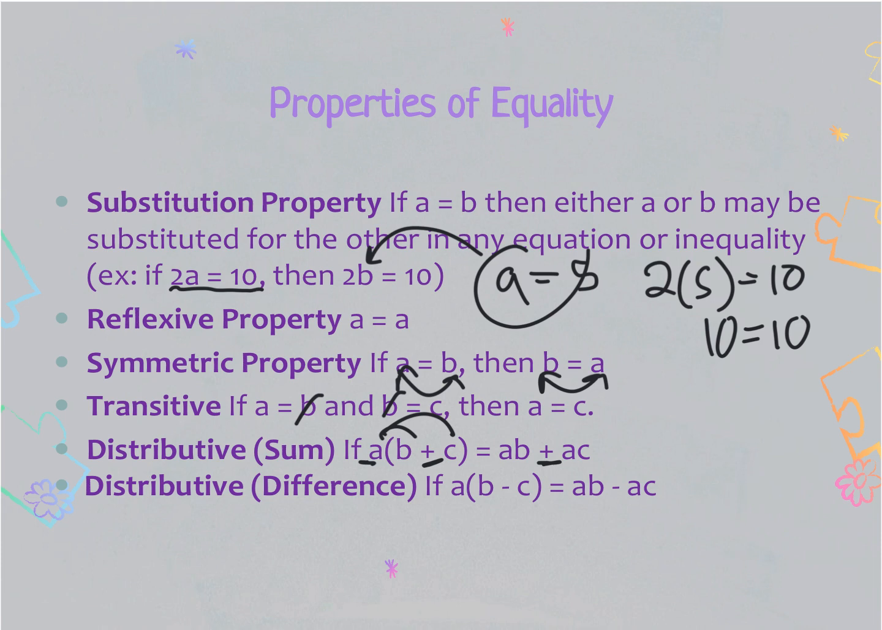So we're going to do the same thing for the difference. So distribute it in the difference. We're going to multiply A times B and A times C. We're going to get AB minus AC. Again, this negative applies based on the signs of A and C.